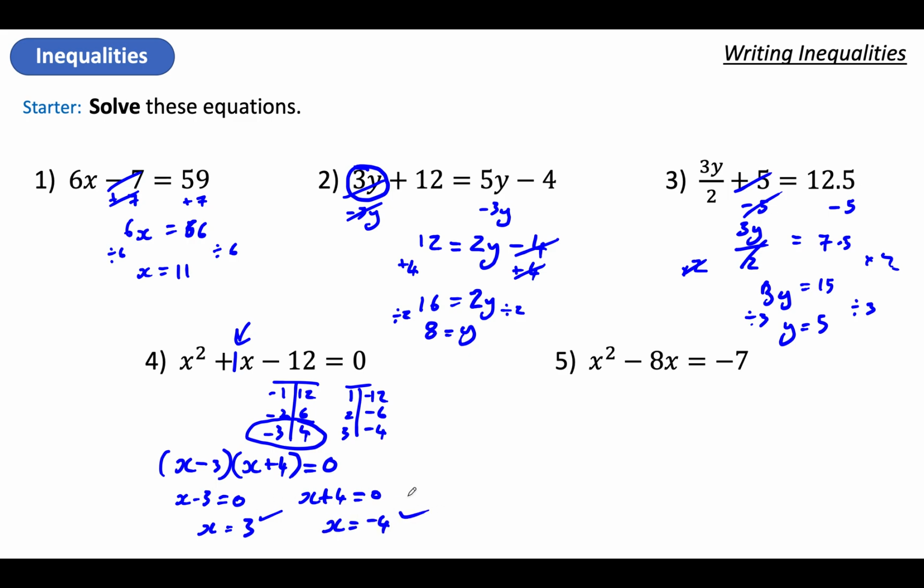That's the second solution. If you're not sure about these, you really need to go back and practice them. Check out Dr Frost or go and watch the other video on solving quadratic equations, which is on my YouTube.